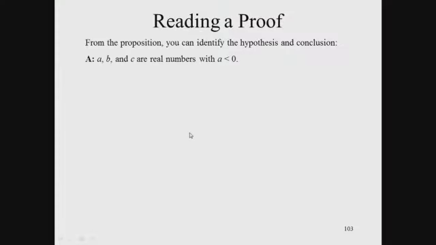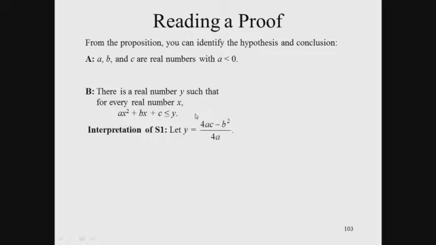I hope you've identified the hypothesis A, in which A, B, and C are real numbers with A strictly negative, and the conclusion B, there is a real number y such that for every real number x, ax squared plus bx plus c is less than or equal to y. Let's see if we can understand the statement, let y equal 4ac minus b squared over 4a.